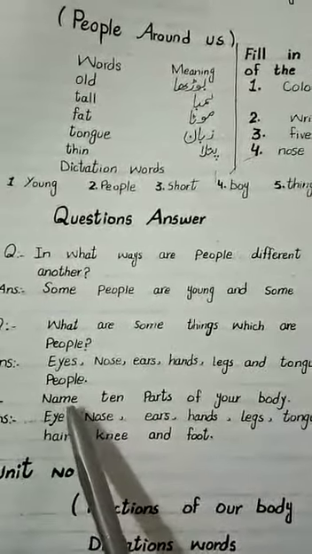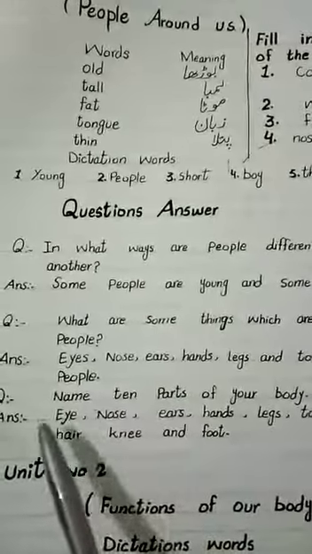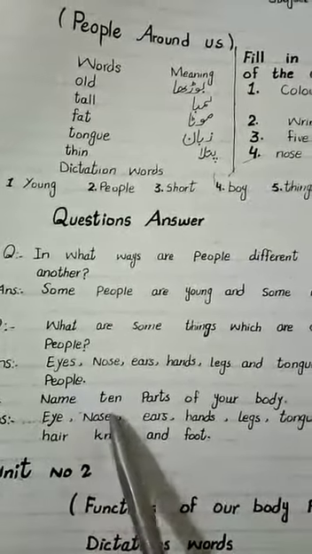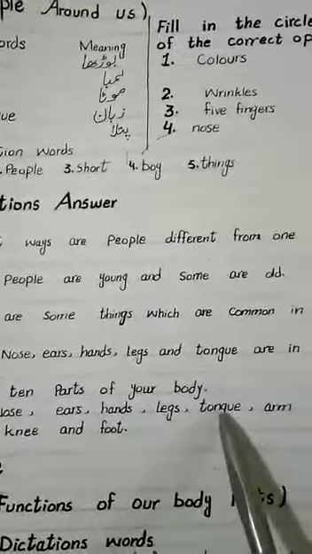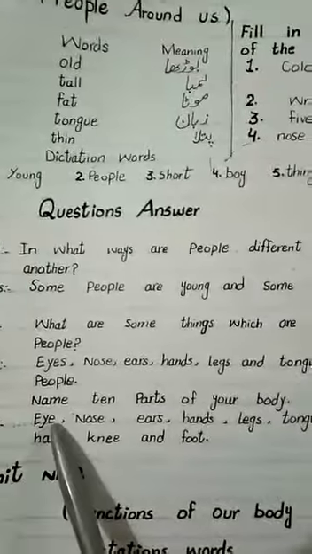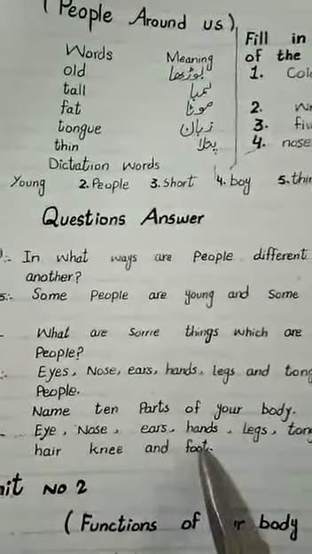Next. Name 10 parts of your body. Answer: eyes, nose, ears, hands, legs, tongues, arm, hair, knee, and foot.